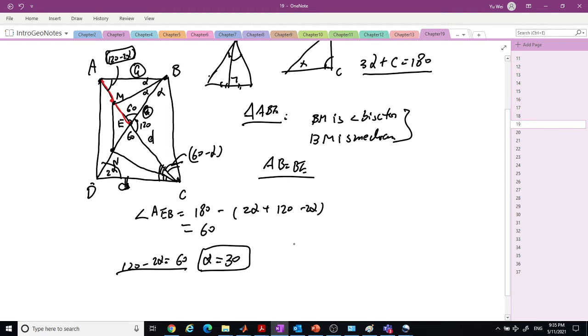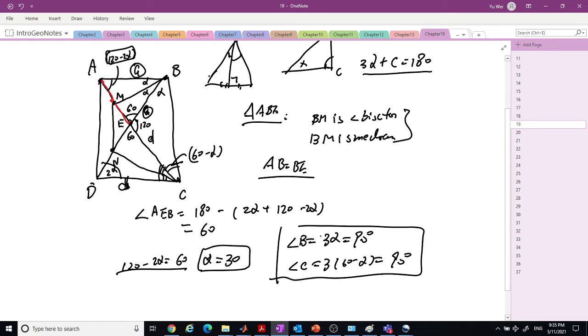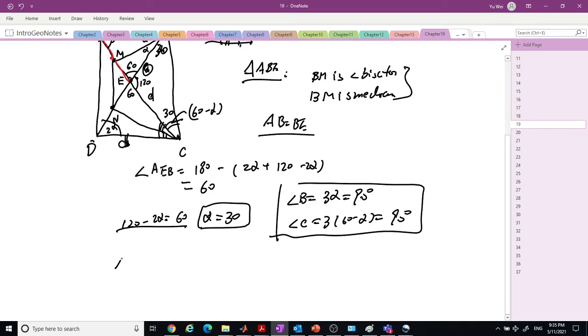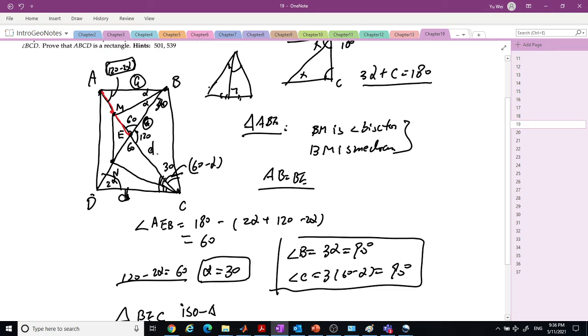If alpha equals 30 degrees, then angle B is equal to 3 alpha, which is 90 degrees. Angle C is equal to 3 alpha, also 90 degrees. So now we have proved two of them are 90 degrees. Now we have this 30 degrees, and this 30 degrees. Then triangle BEC is also an isosceles triangle.